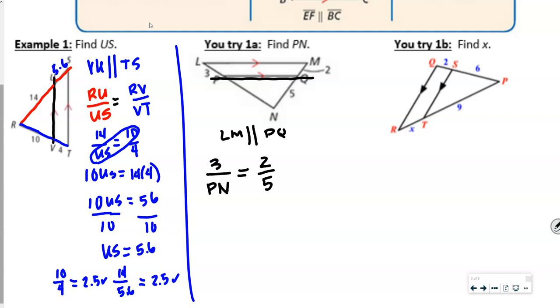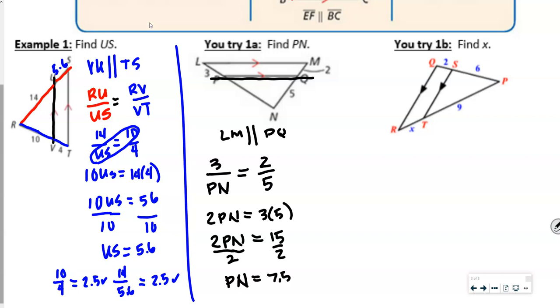So once again, we're going to cross multiply. So that's going to be 2PN is equal to 3 times 5. So 2PN is equal to 15. So divide both sides by 2 again. So PN is equal to 7.5. And again, if we want to check it, we can do 3 over 7.5 and 2 over 5 and see if they're the same ratio.